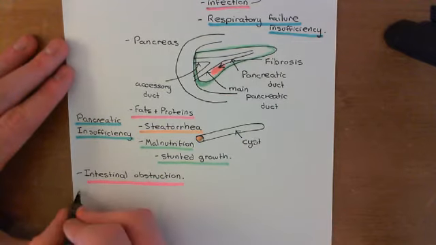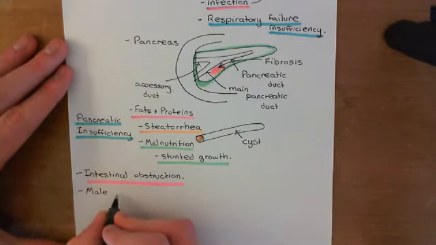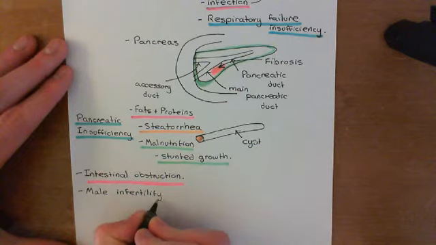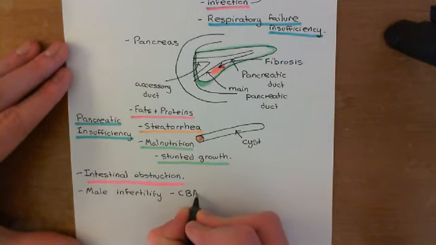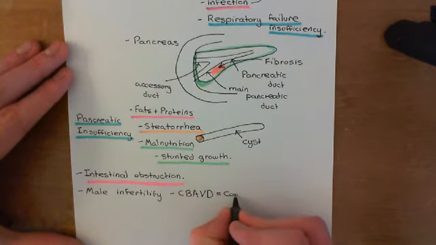Penultimately, male infertility is very, very common in cystic fibrosis. What happens is you end up with lack of the vas deferens. This is known as congenital bilateral absence of the vas deferens, CBAVD. I suppose I should probably write out what that means in full.